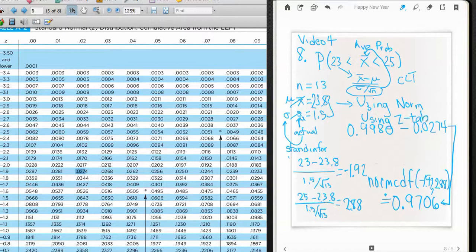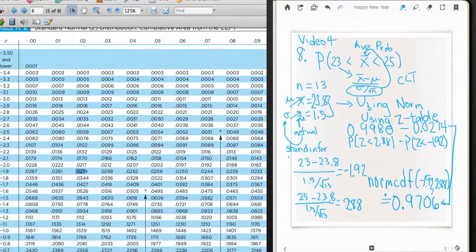It's a little bit more complicated because we have to find the probability of a z being less than 2.88 and then subtract the probability of a z being less than a negative 1.92. But they give you the same probabilities.